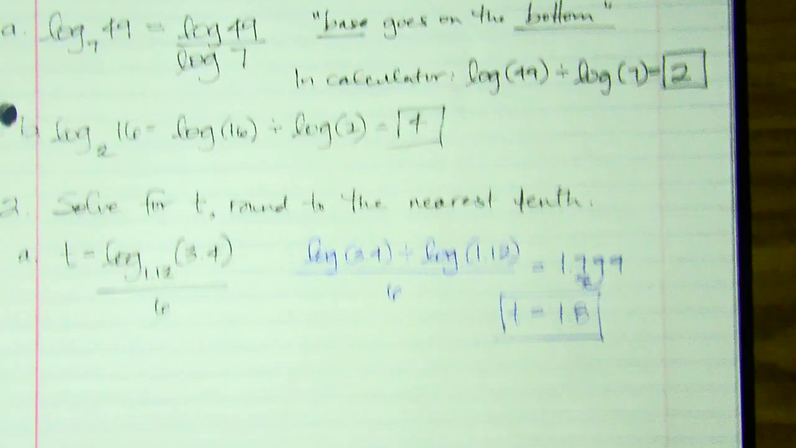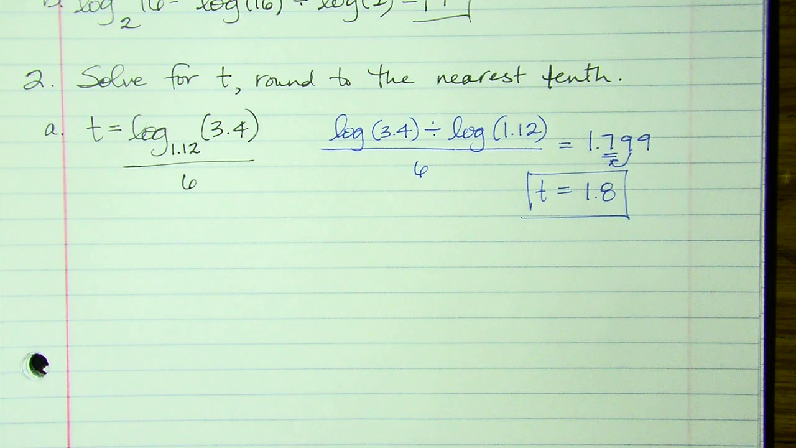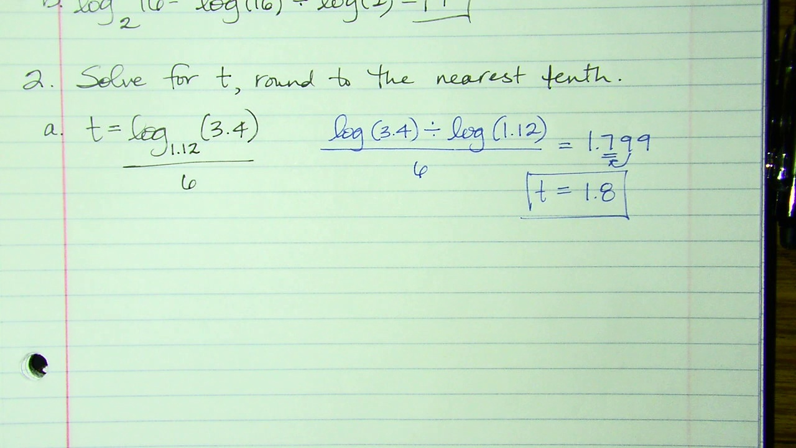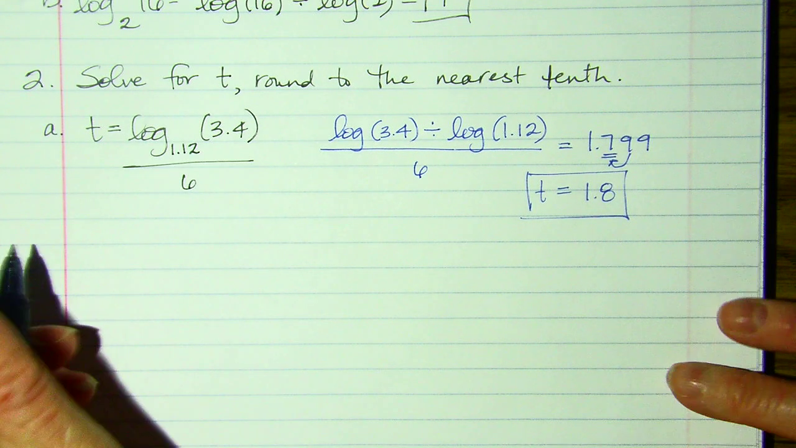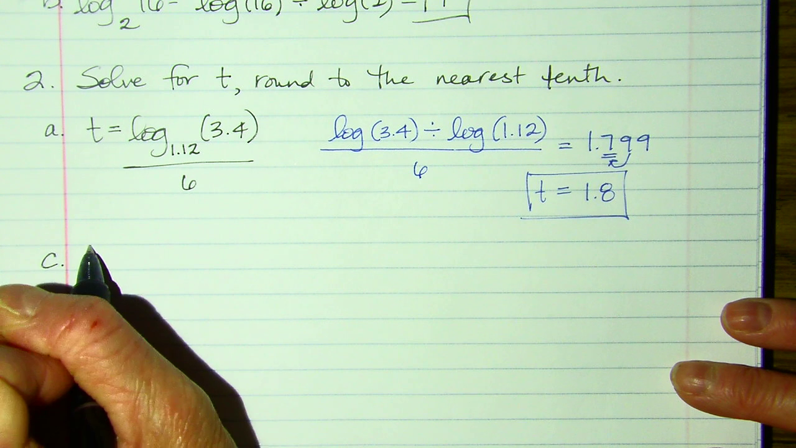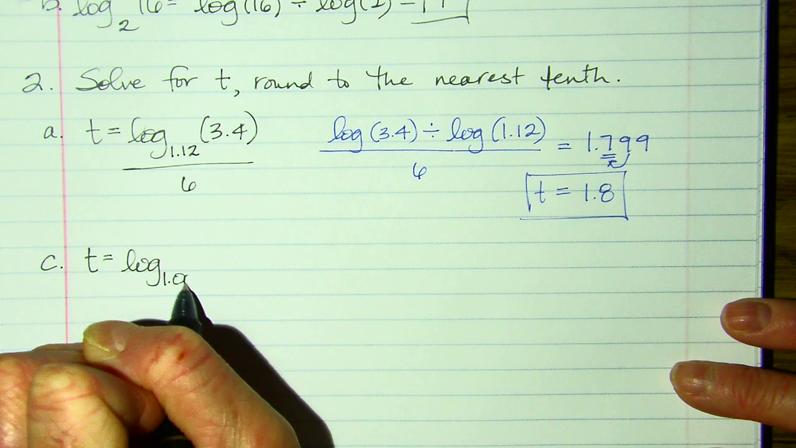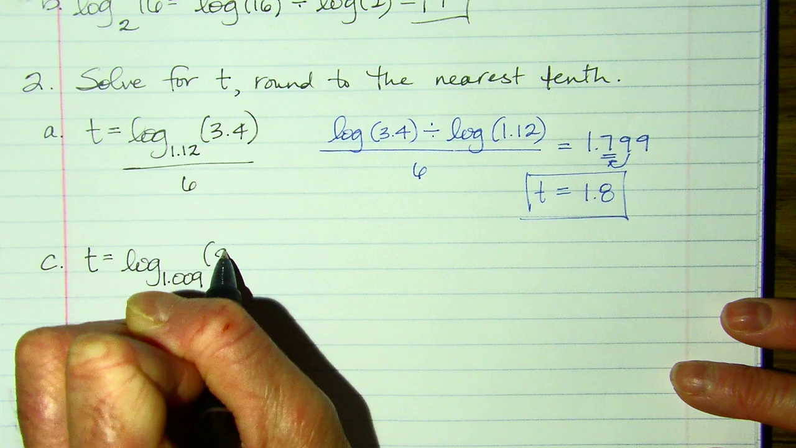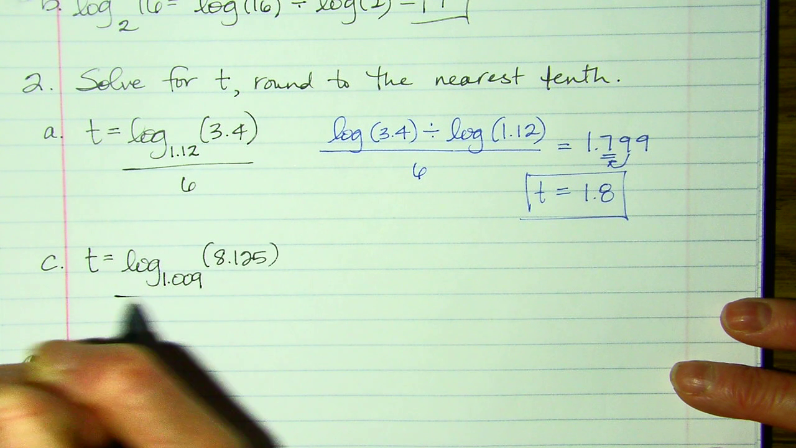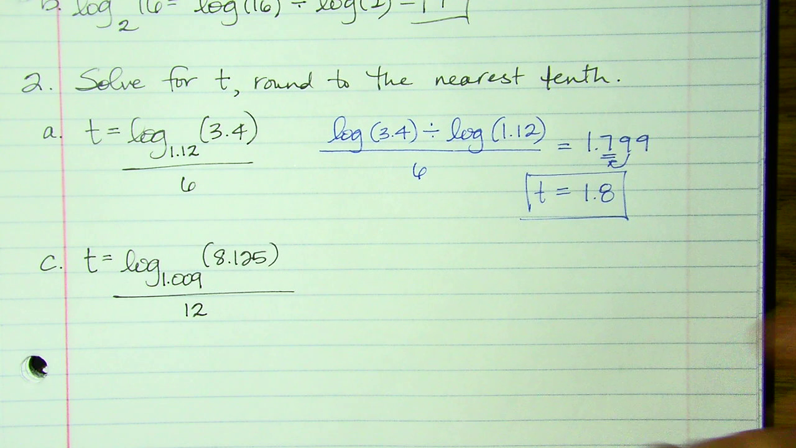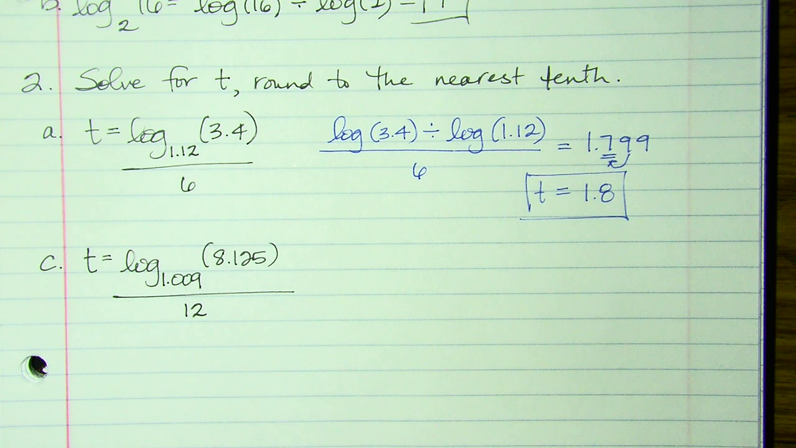Okay? So we're going to do a couple like that. So this is just checking your calculator skills. It's nothing crazy, just can you enter this in your calculator. So part C, solve for t in the following. Log base 1.009 of 8.125 all over 12. Okay, so let's go over how to enter this in your calculator because it's simply you inputting it. And you can use Desmos. I don't have it out right now, but I know if you click functions.